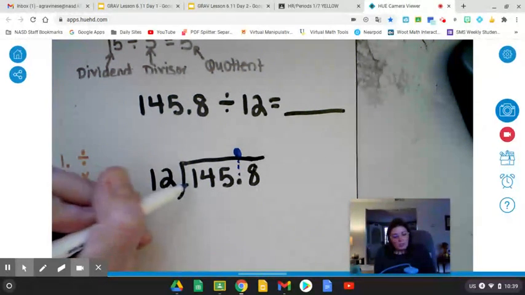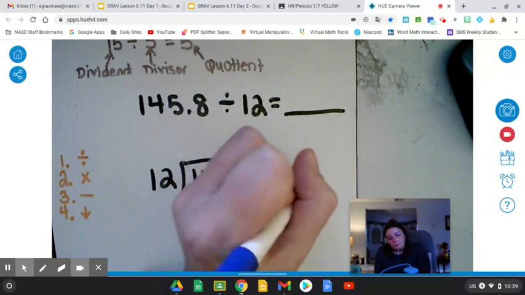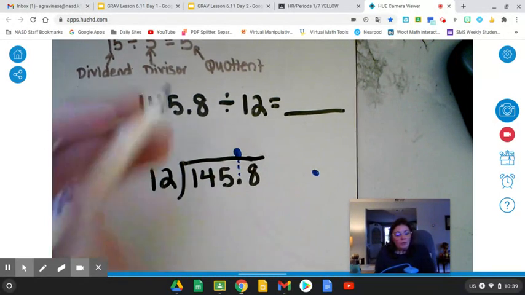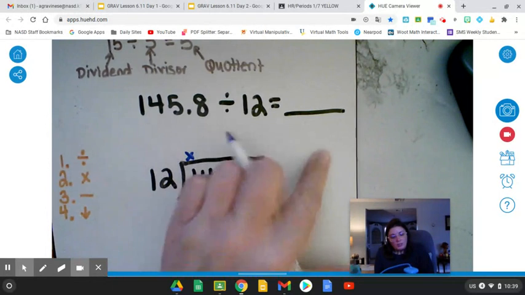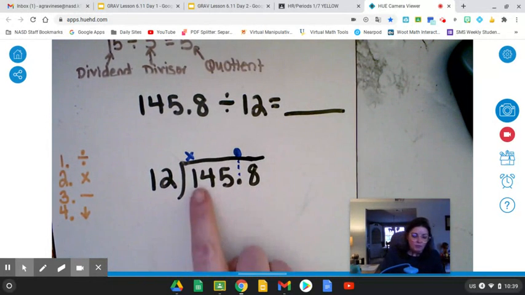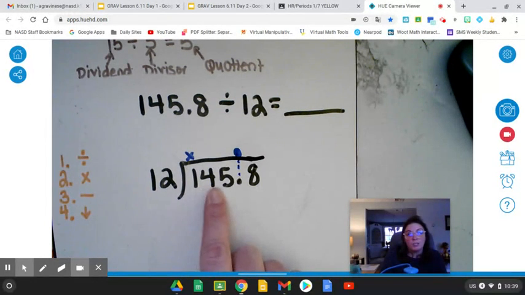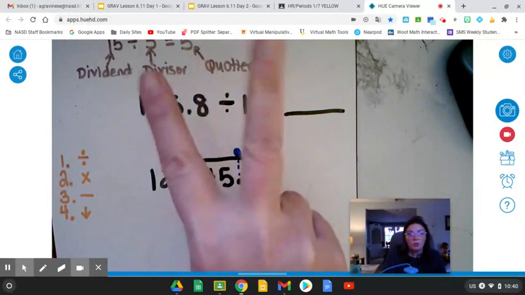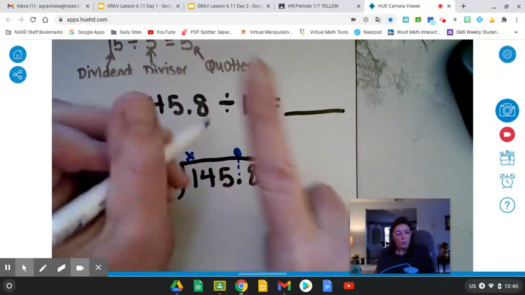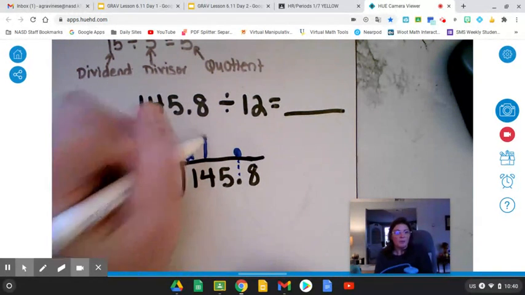How many 12s can we pull out of 1? There's 1. Can I take a group of 12? No, I can't. So I put an X above the 1. And I have to shift over to the next digit and use both of these digits together. How many 12s can come out of 14? Well, if I count by 12s, 12, 24 is too many. So I can pull one group out, and that goes up top as part of my quotient.